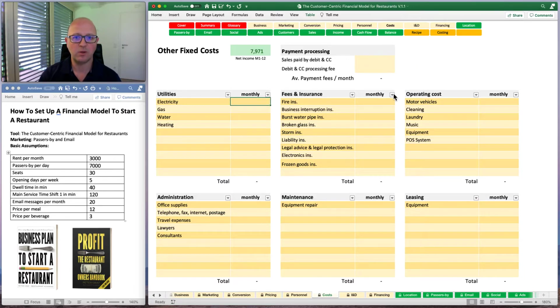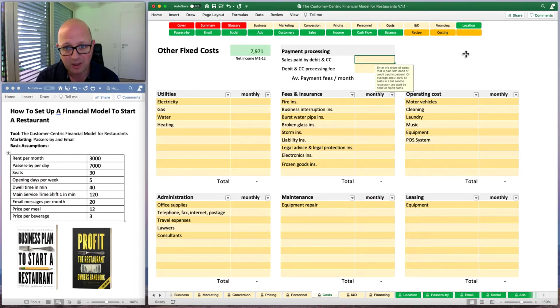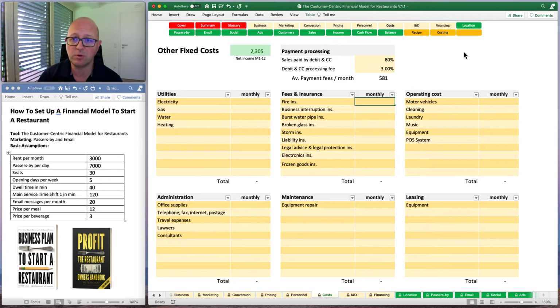Let's start here. Payment processing. Here it is about the sales paid by debit and credit card. About 80% of sales are paid with debit and credit card. We assume this number is also correct in our case. So the question is, how much does it cost us? On average, you have to calculate processing fees of about 2 to 4% of sales. So we assume 3%, and we see it will cost us $581 per month only for credit card processing.